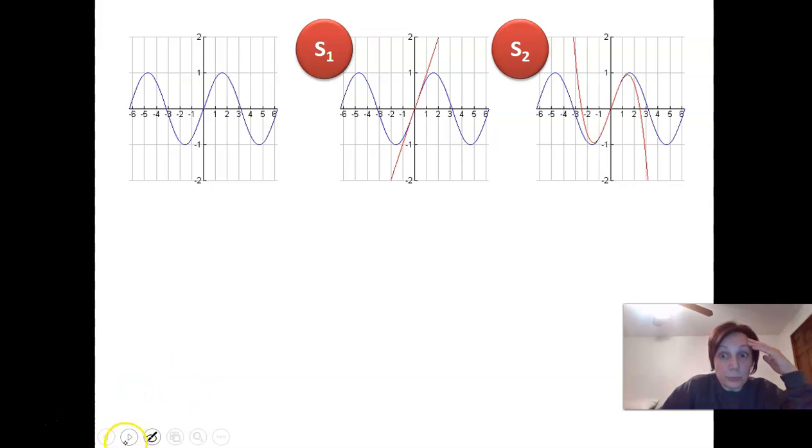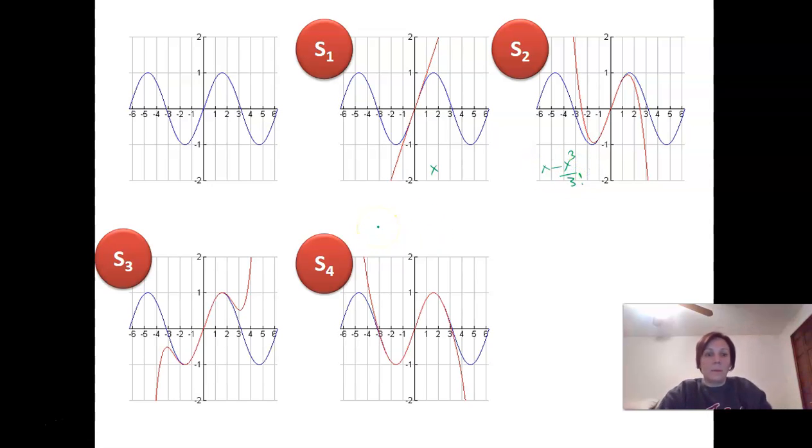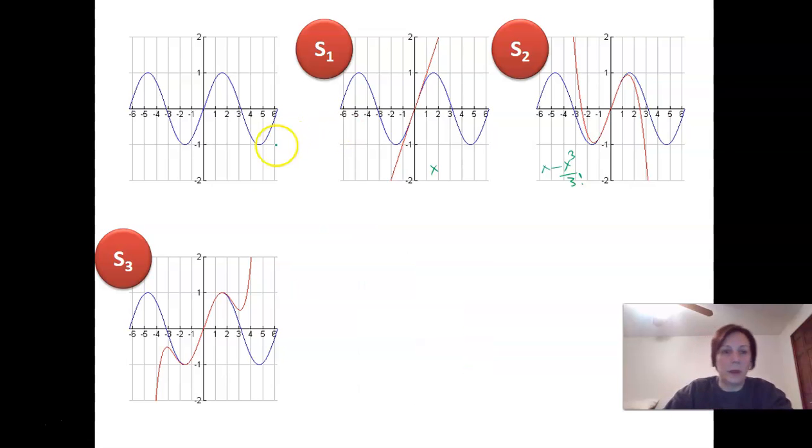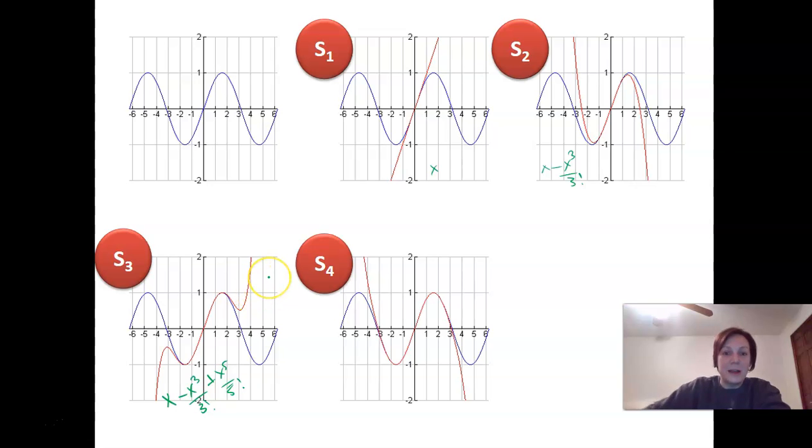That's what happens when I add in the x cubed over 3 factorial. So again, this is just x. This is x minus x cubed over 3 factorial. Now I add in the x to the 5th term. So this is x minus x cubed over 3 factorial plus x to the 5th over 5 factorial. Look at this polynomial. Tell me that's not cool. You can't tell me that.